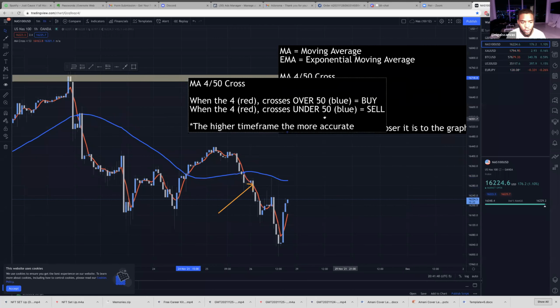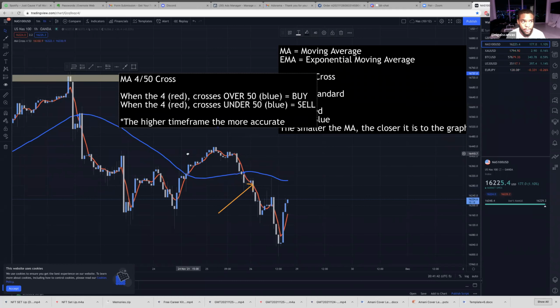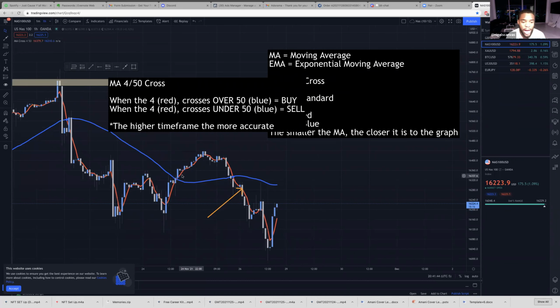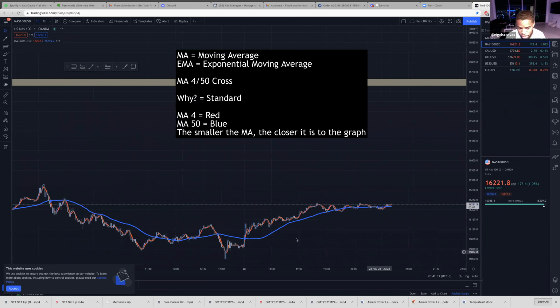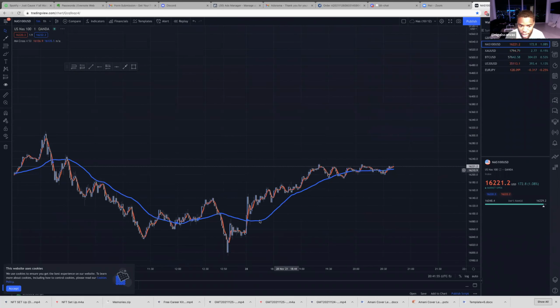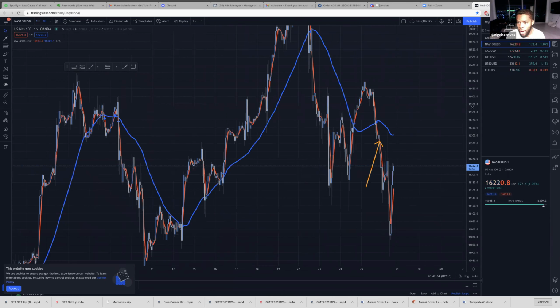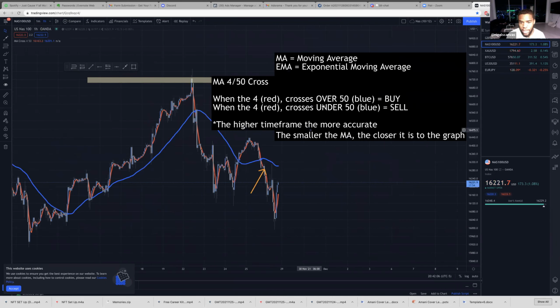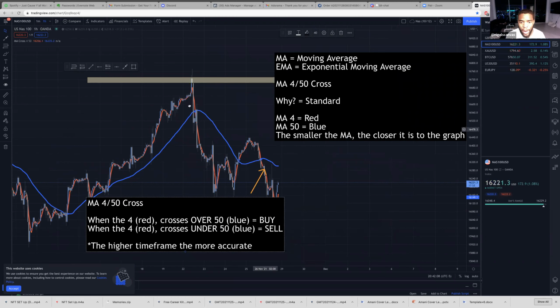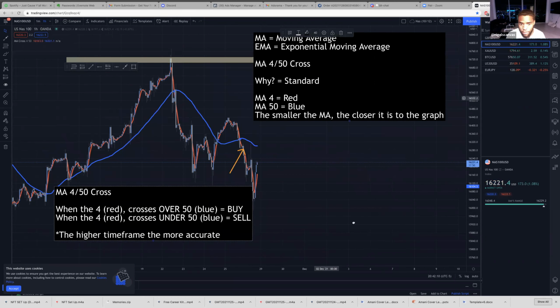Meaning, if we do this on a 1 hour time frame, there's a very, very high chance that this price is going to keep going up. You guys see it keep dropping down. Now, if we do this on the 1 minute, you're going to see, this is a good example where it shot up right here, boom. But there's going to be some instances where it goes back and forth, back and forth. So the higher the time frame, the more accurate. And those are the basics for the 4 and the 50.